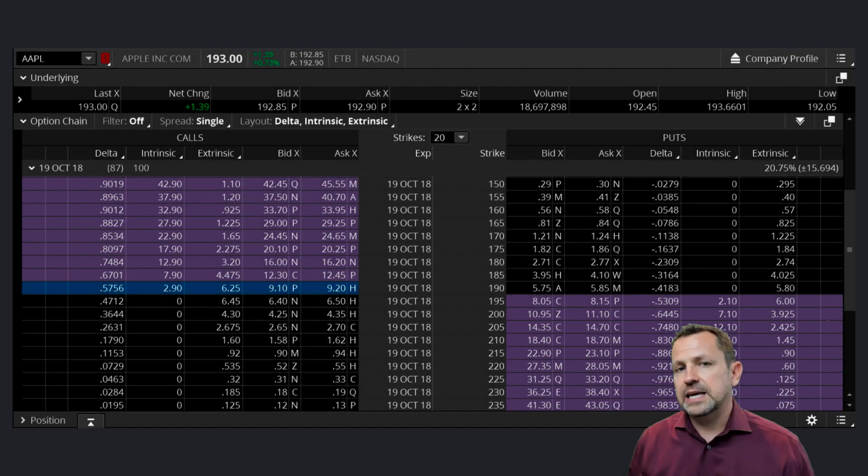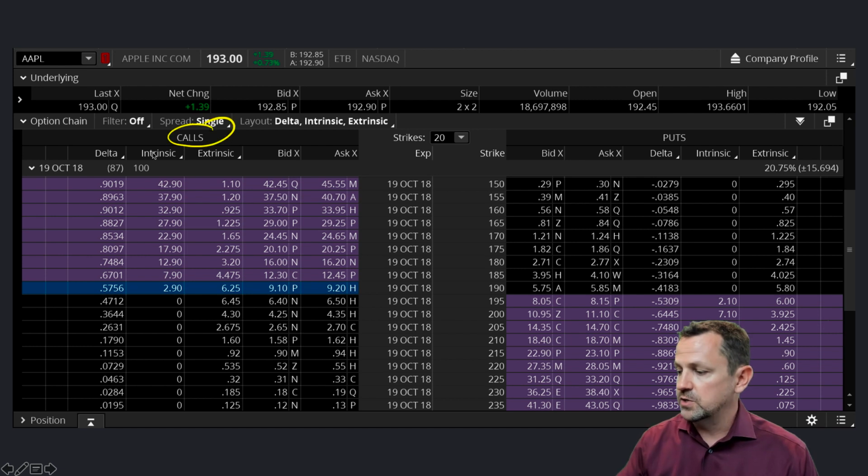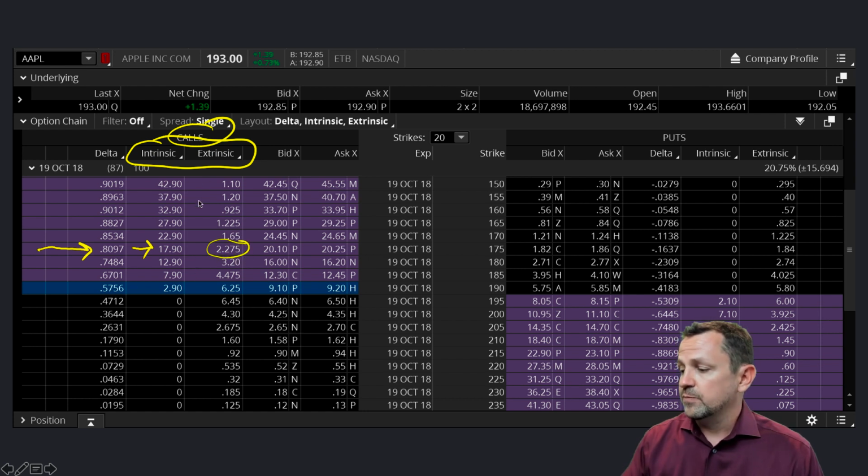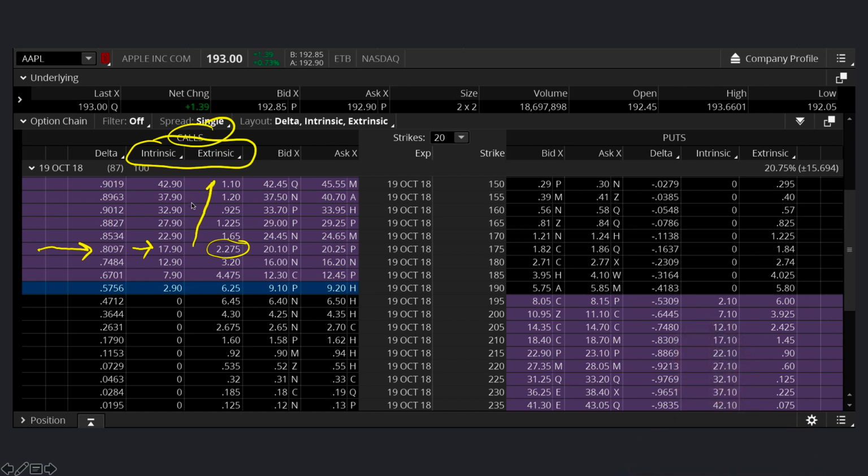Here we can see the intrinsic and extrinsic value. Again, over here on the left for the calls, I have the intrinsic and extrinsic value column showing. And again, if we look at the deep in the money option here with a delta of 0.80 or higher, the intrinsic value is $17.90 and the extrinsic value is just $2.25. You'll notice as it goes deeper in the money, the extrinsic value gets smaller and smaller.